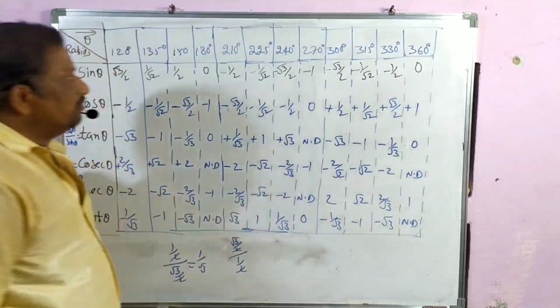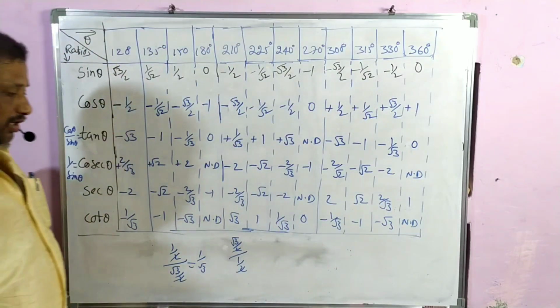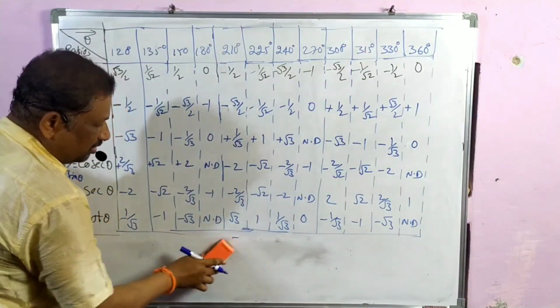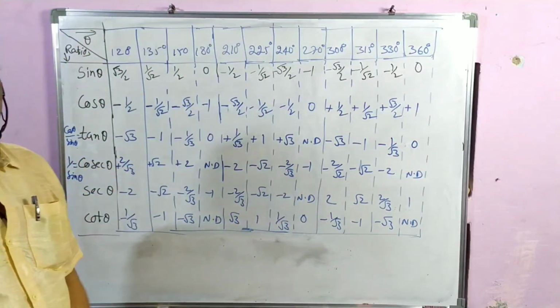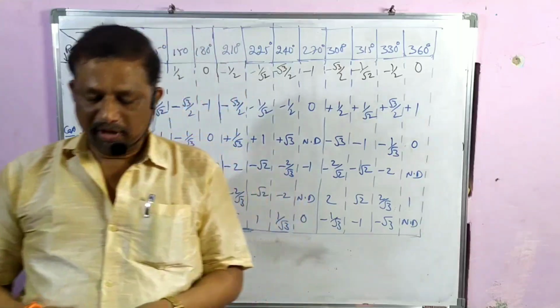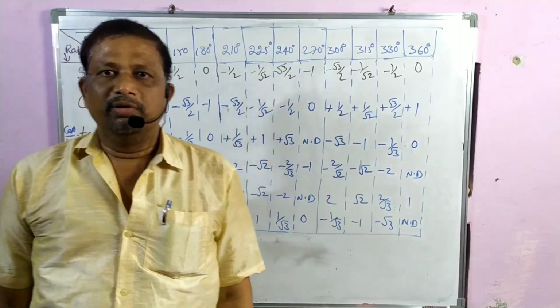So these are the values up to 360. In part 2 we already learned how to write the values of trigonometric ratios up to 90 degrees. This is the remaining part, continued. Okay, clear? Any doubt? Okay, we will see the remaining trigonometry in the next part, and we will also do some numerical problems. Okay.